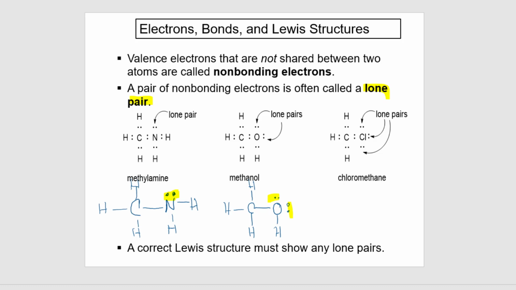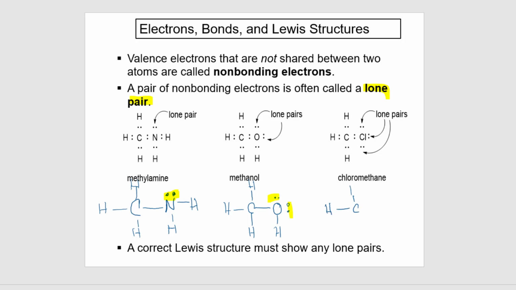We draw water so often, and we forget sometimes to draw those lone pairs, but they're going to be very important. So a correct Lewis dot structure must show lone pairs. So when you're doing your homework and you're asked to draw a Lewis dot structure, don't forget the lone pairs or you'll be marked incorrect.